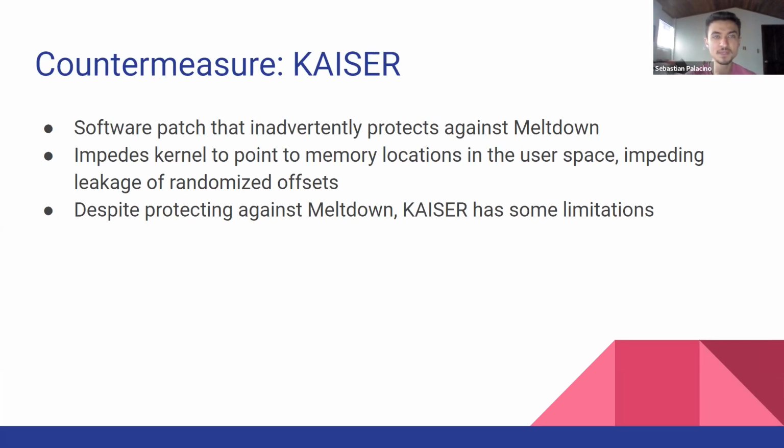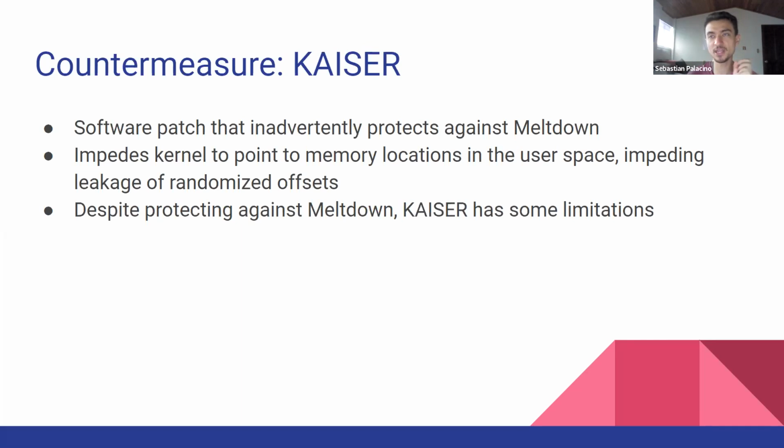So what does Kaiser do? Well, Kaiser prevents the kernel from pointing to memory locations in the user space, impeding leakage of randomized offsets. And you might think, well, Kaiser is perfect. Let's all implement it and it will solve all problems with Meltdown. Yes and no. Despite protecting against Meltdown, Kaiser does have some limitations.